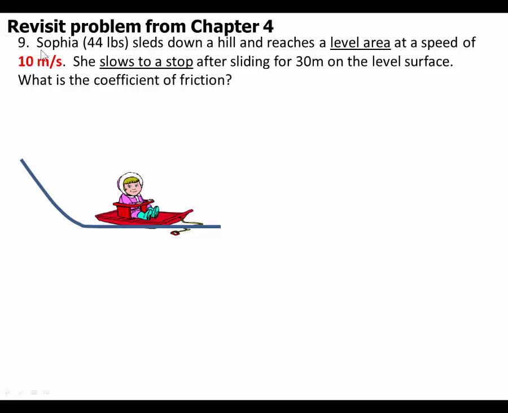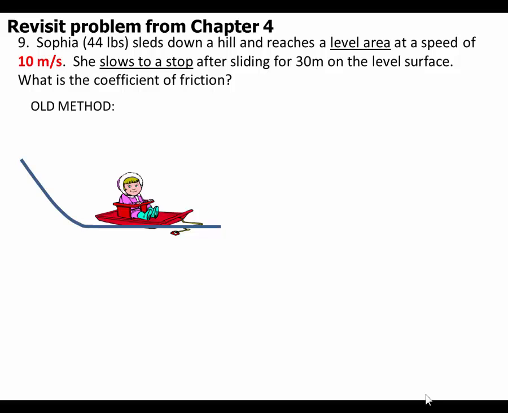I did drop this speed a little bit for two reasons. Number one, if it was 20 meters per second, the snow would have been really sticky, and we would not have been able to get down the hill in a second problem that I'm going to show you. And secondly, 45 miles per hour is too fast for a 6-year-old. So when she reaches the level area, she slides for 30 meters and comes to a stop. And from that, we can determine the coefficient of friction.